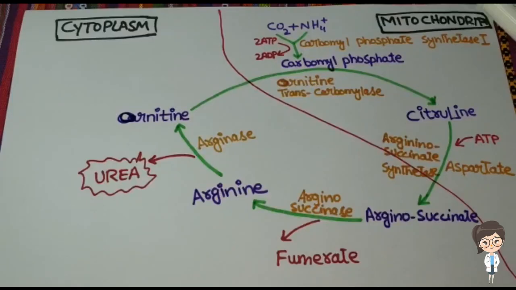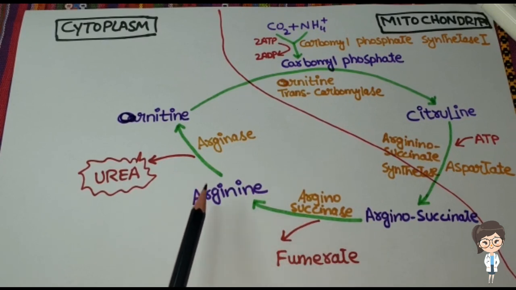Now we will see the whole cycle, starting with the outward transfer of citrulline from the mitochondria to the cytosol. I have told you that only citrulline and carbamyl phosphate are formed in the mitochondria while the whole remaining urea cycle happens in the cytoplasm. One molecule of ATP combines with citrulline and aspartate to form arginosuccinate in the presence of arginosuccinate synthetase enzyme. Now arginosuccinate will convert into arginine in the presence of arginosuccinase enzyme, and one molecule of fumarate will also be produced in this reaction.